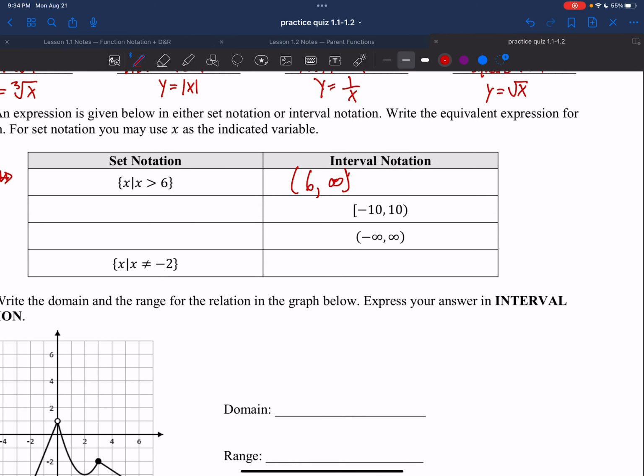We have an interval from -10 to +10. So if you want, again, you can write a number line, right? What does this look like? Well, here's 10.